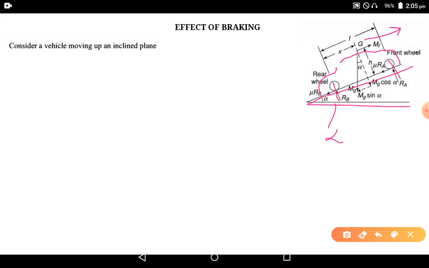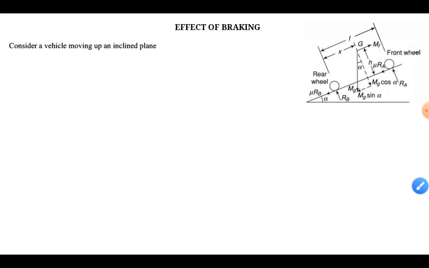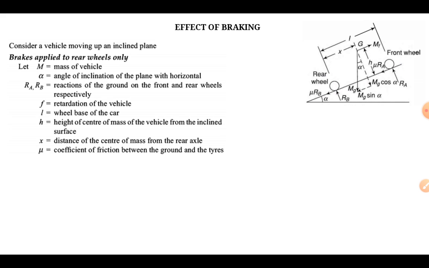So in this situation, let's consider several parameters. Let capital M be the mass of the vehicle, alpha be the angle of inclination of the plane with horizontal, RA and RB be the reaction forces at the front and rear wheels from the ground, right? Reaction forces of the ground on the wheels. Let small f be the retardation of the vehicle after braking. When you have applied the brake, the vehicle will retard, and let's say this f is the retardation of the vehicle.